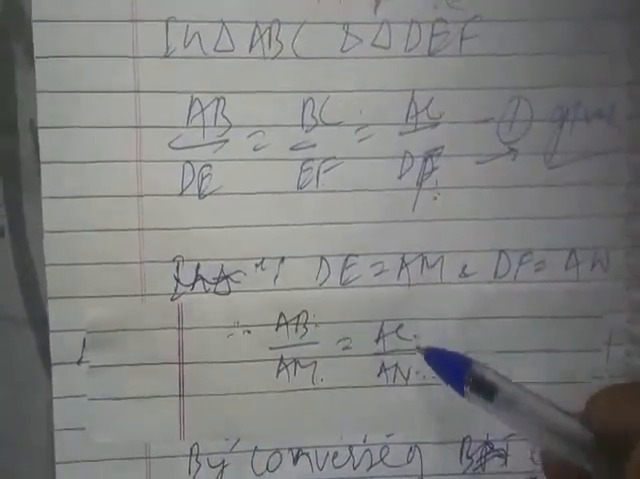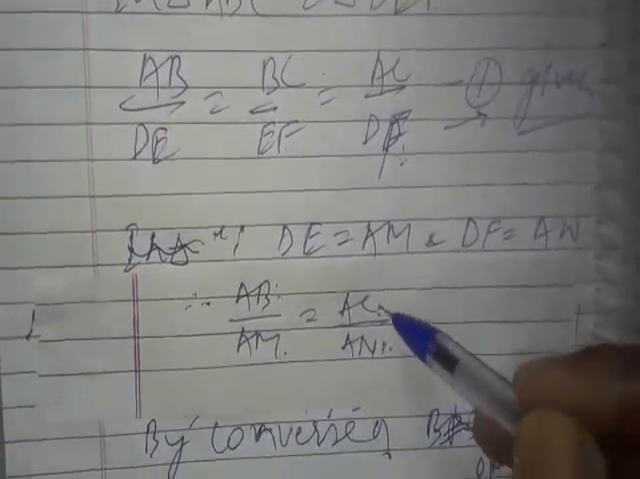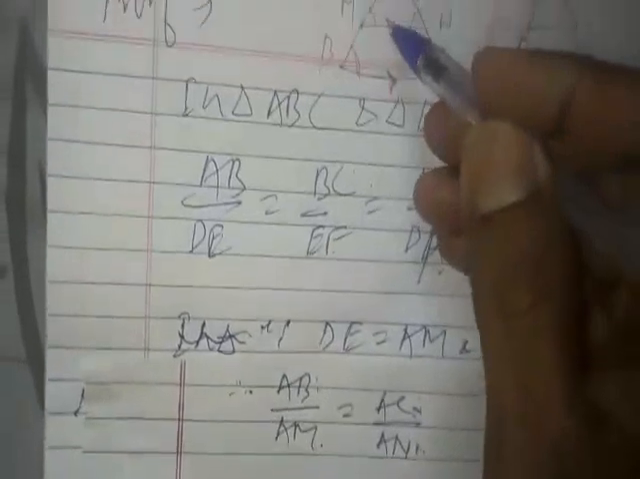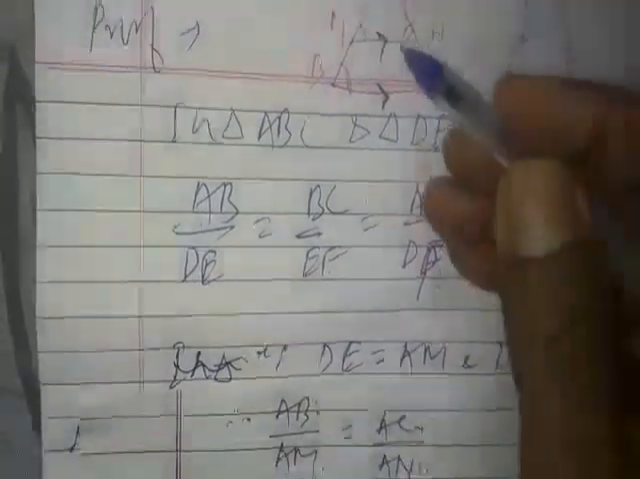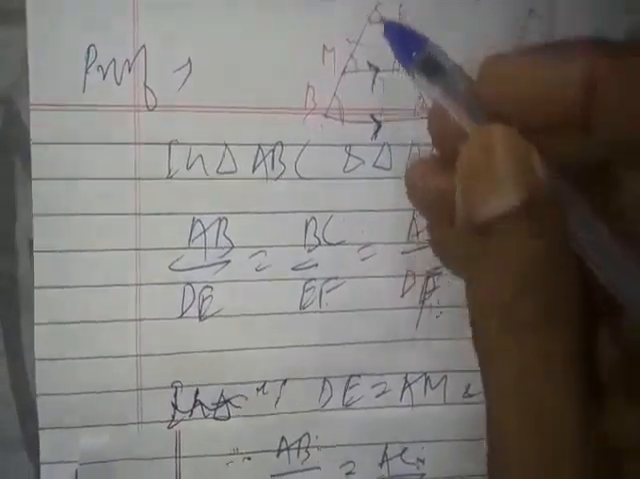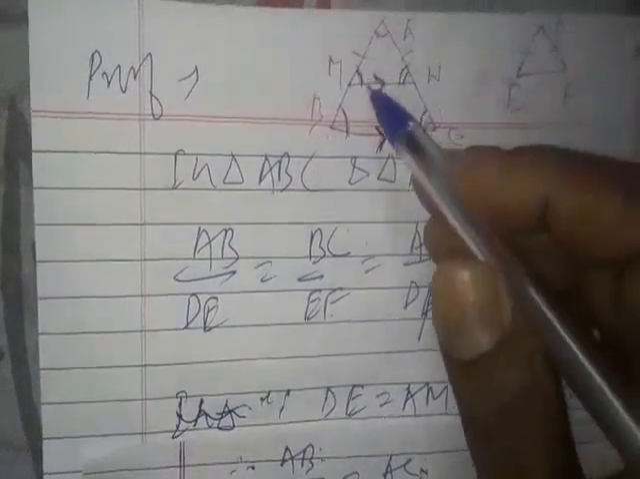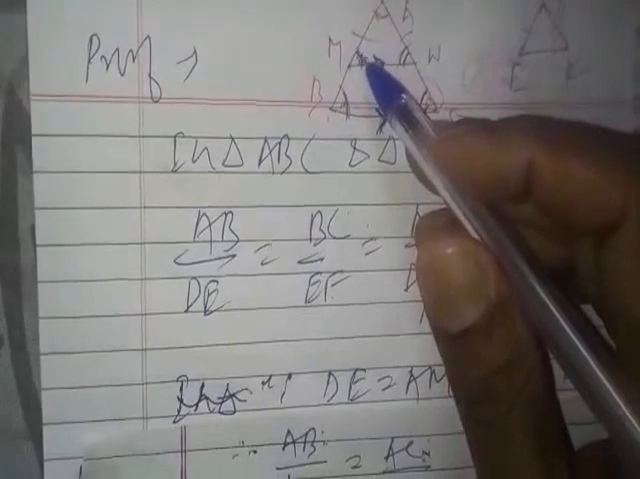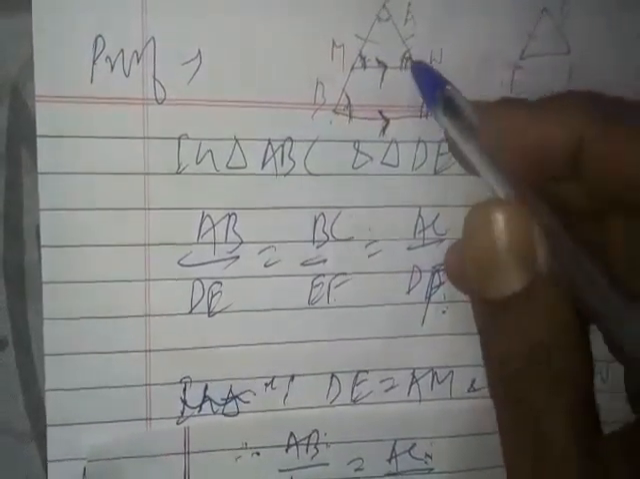Now, these are the corollary of BPT. By the converse of the corollary of BPT, we can say that MN is parallel to BC. Now, what we have obtained is that MN has become parallel to BC. When MN is parallel to BC, we can say that this angle and this angle are equal to each other because they are corresponding pair of angles. Similarly, this angle is equal to this angle because they are corresponding pair of angles.